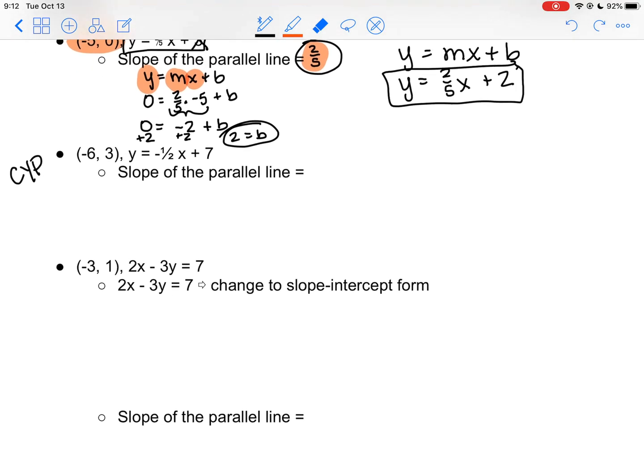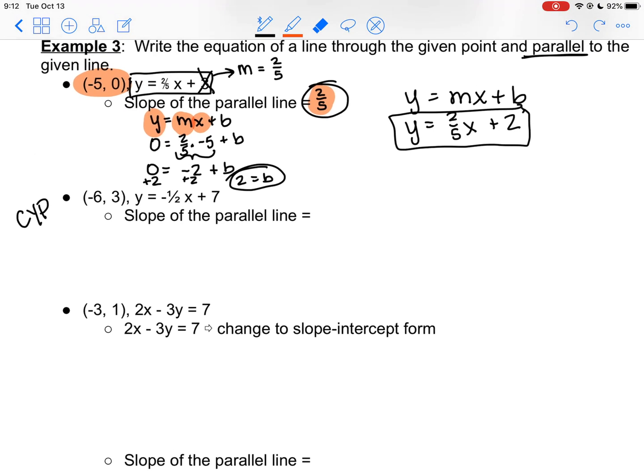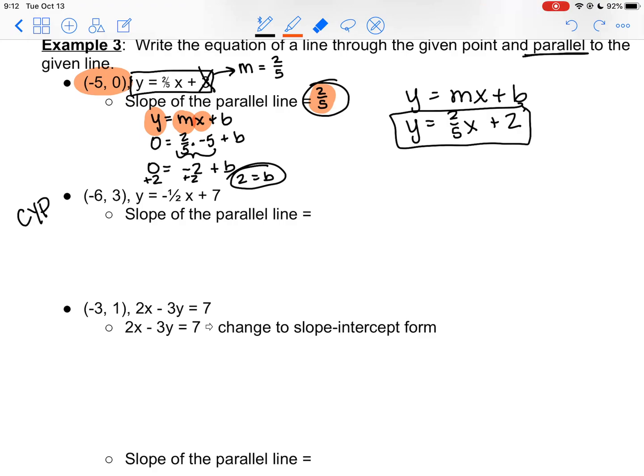So the one right below that is a check your progress problem, and it's going to follow those same steps. So find the slope of the line that was given, and then use the point to find the new y-intercept.